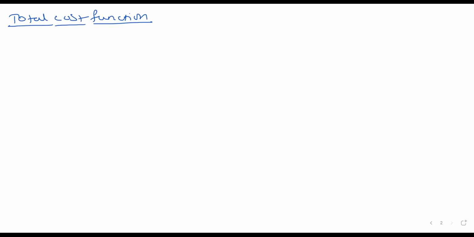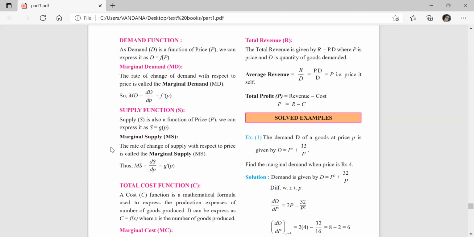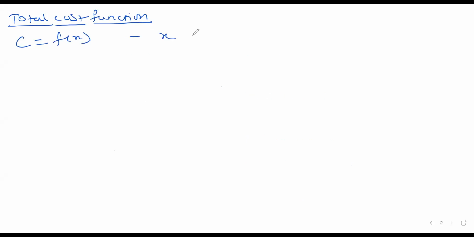Okay, but suppose I'm giving notes. So the notes, the cyclostyled or printed notes, if I give them, the cost of the printed notes will be variable depending upon the number of students. Okay, so cost C is a function, a mathematical formula used to express the production expenses of the number of goods produced. It can be expressed as C is f of x, where x is the number of goods produced. So total cost function is given by C is equal to f of x and x is the number of goods produced.